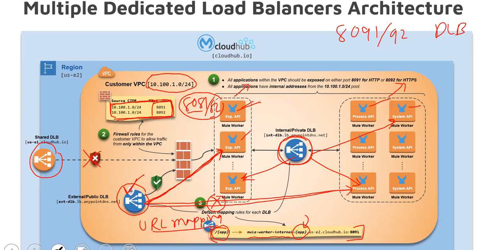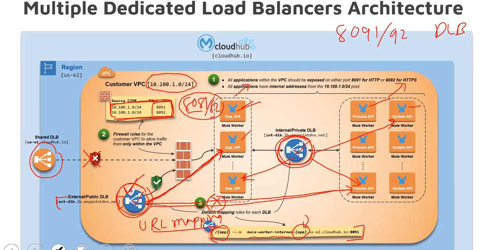Now, the second thing is, since this is a DLB and this is a DLB, from outside, these two can be reachable. This guy also can be reachable, and this guy also can be reachable from outside, if I use their public URL, which is this, right? Whatever URL you see right now, this is the public URL. Via this URL, I can access from outside. Now, I want to keep this internal DLB accessible only within my VPC.